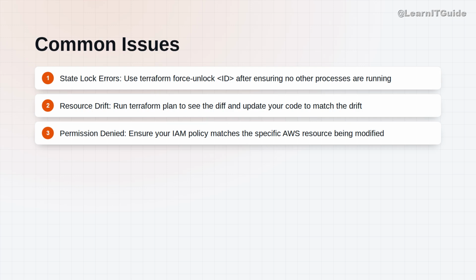The fix is to update your Terraform code to match the manual changes or revert the manual changes to match your code. Third, permission denied errors usually mean your IAM role lacks the specific action needed, like EC2 ModifyInstanceAttribute. Always verify your IAM policies if you get an access denied error during a plan.